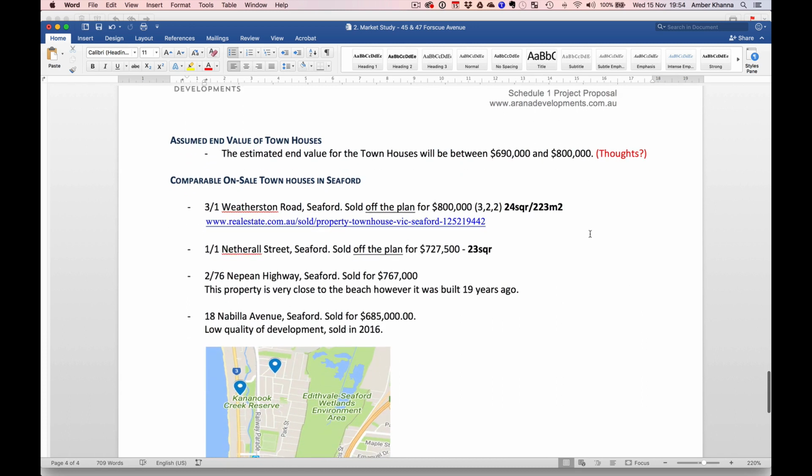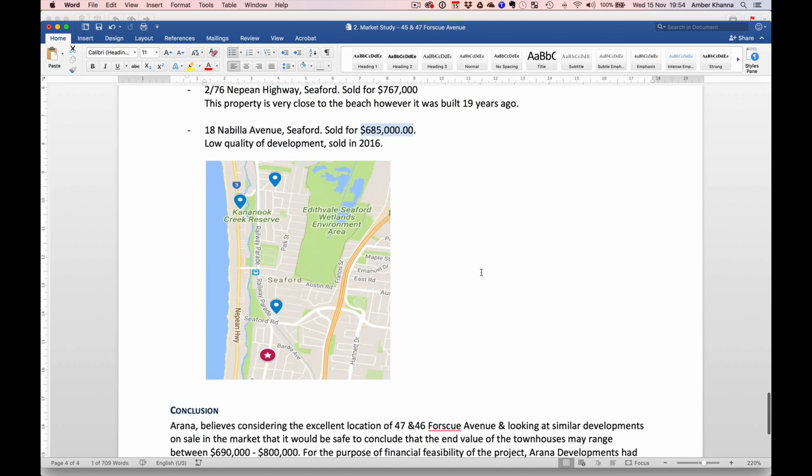Comparable on-sale townhouses in Seaford. Okay, now this is good. I would put this in a spreadsheet, and I would show that this is what it sold for. Create a spreadsheet where I think I showed you one. Yeah, I've got the spreadsheet. It's in your email, but we'll get to that later on, in my relative sales. Yeah, so I would put that in a spreadsheet.